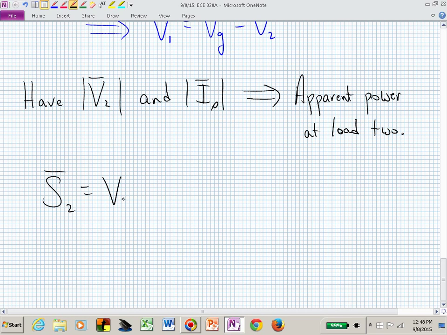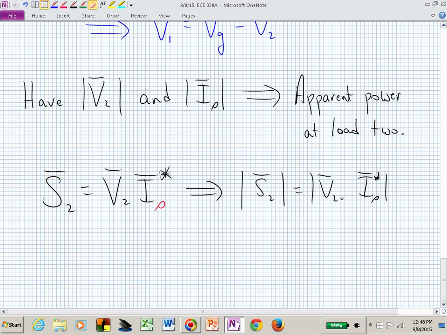Where now, in this case I sub 2 is the same as the current going through all of the elements, let's say I sub s. We know that the complex power expression is true. We can take the magnitude of both sides and realize that the magnitude of a product is the same as the product of the magnitudes of these complex numbers.